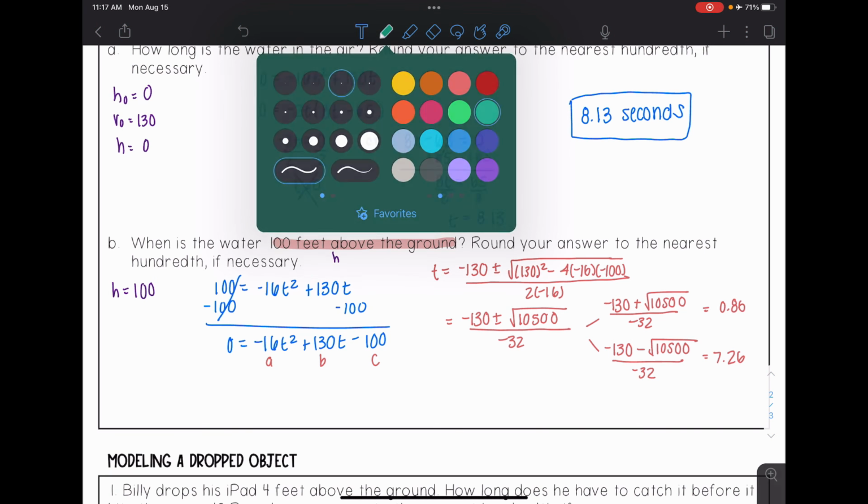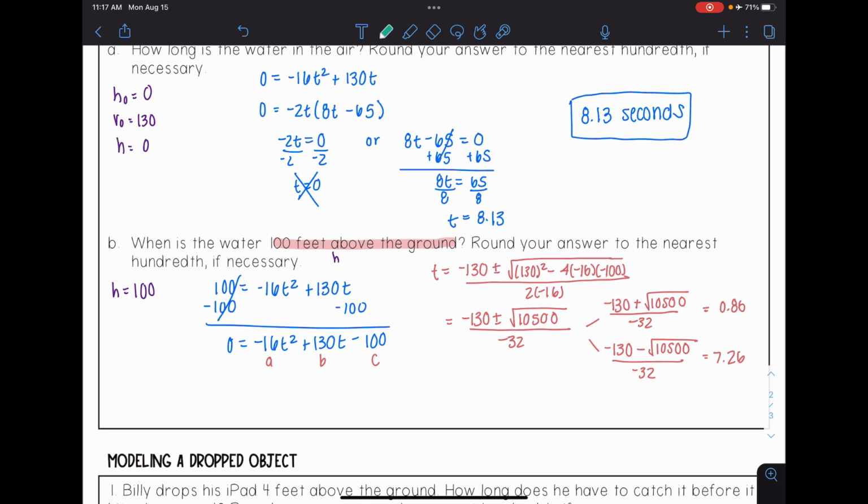And so this one's actually going to have two answers. We see that the water is 100 feet above the ground at 0.86 seconds and 7.26 seconds. Which makes sense since the geyser is starting at the ground here and shooting up the water. We see at 100 feet it's going to happen in two different places.